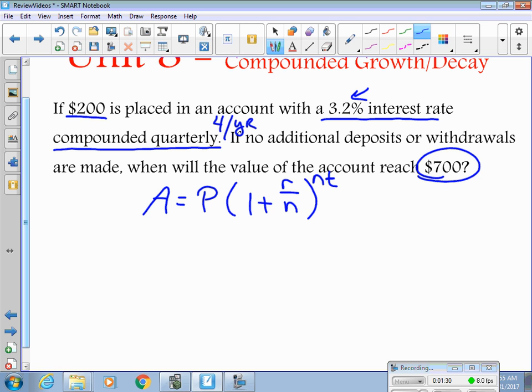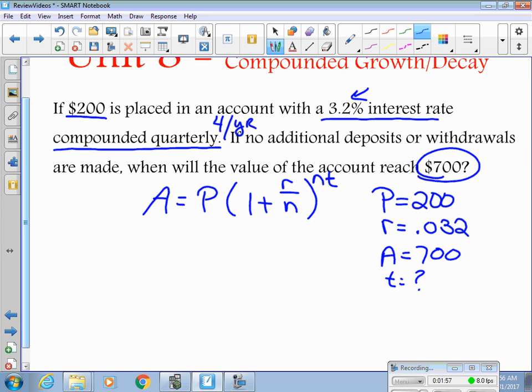Okay, so now we have to fill in a couple things. We know that our P is what we started with, so that's going to be our $200. We know, though, that our A is equal to 700, so we're going to need that. Our interest rate is percent, but we need to change it to decimal. So the number that we're actually going to use in here is 0.032. What we're looking for is our T. That's how long we're looking for.